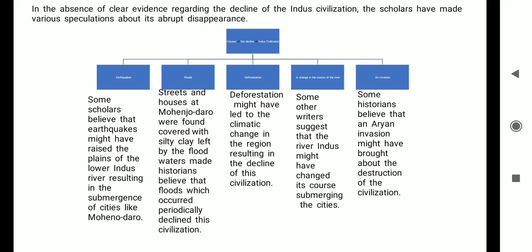Historian Mortimer Wheeler is of the opinion that Aryans' invasion might have destroyed this civilization.